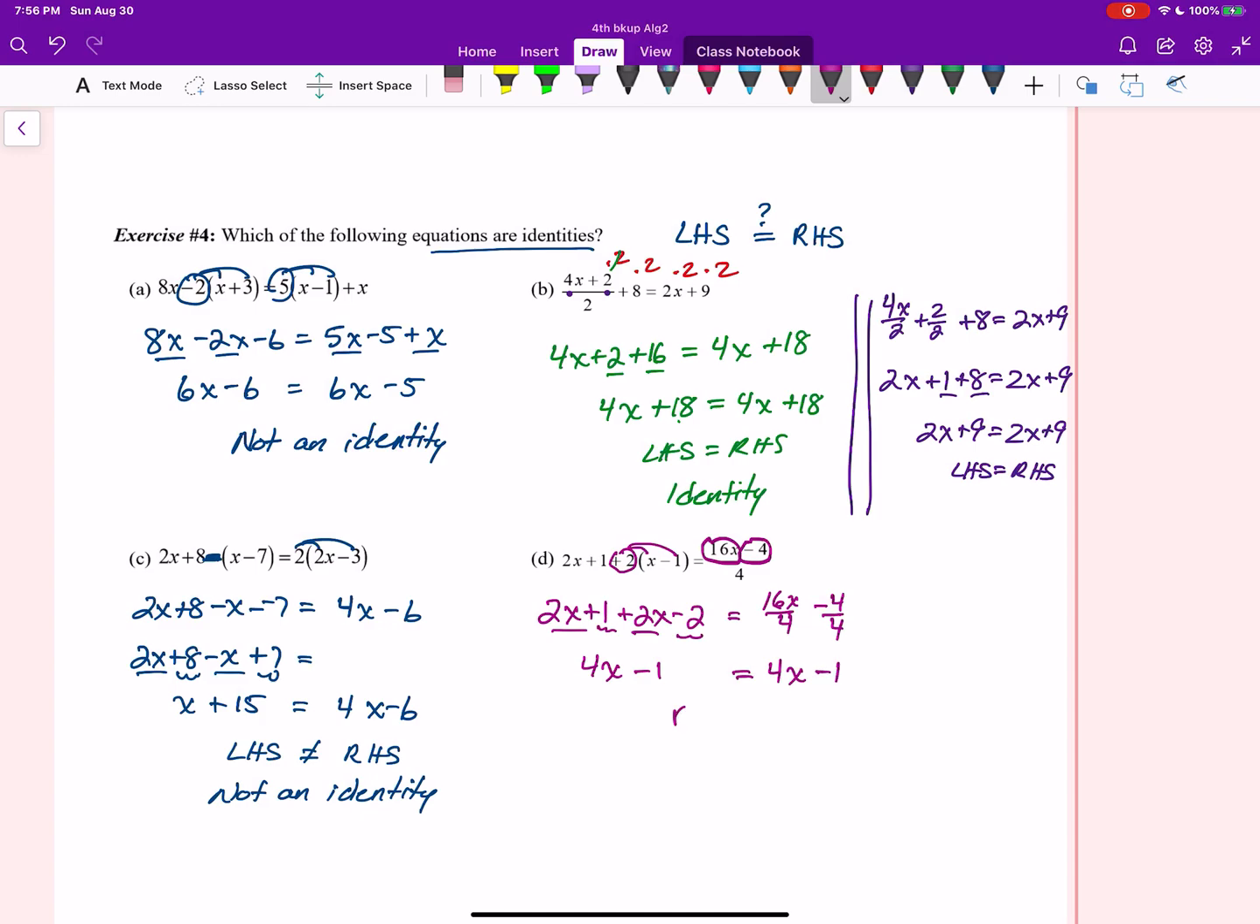So 4x minus 1 is equal to 4x minus 1. So this is an identity.